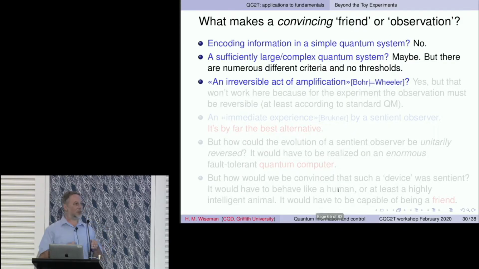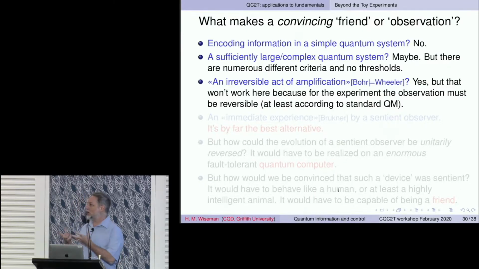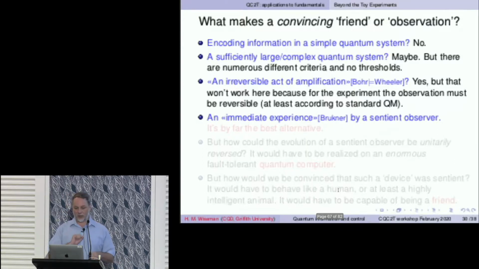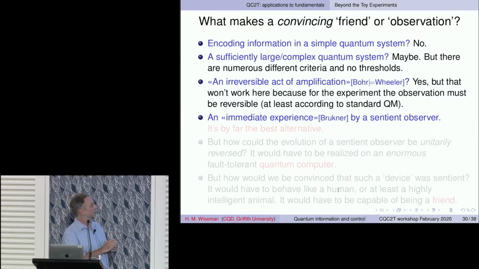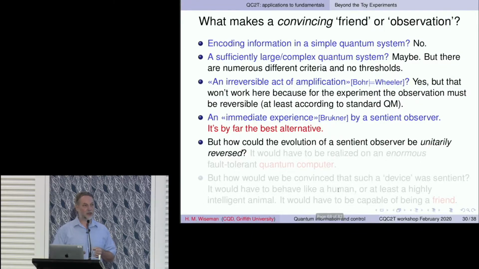Okay, so for many people, a measurement or an observation has to be an irreversible active amplification. But that's not going to work here because the whole idea is we want to be able to reverse the measurement. At least we want to say quantum theories say that it's possible to reverse this measurement. So what are we left with? Well, Bruckner, in his paper, talked about an immediate experience by the friend, by the sentient observer, and I think that's actually by far the best alternative. For a really, truly convincing experiment, that's what we want to aim for.